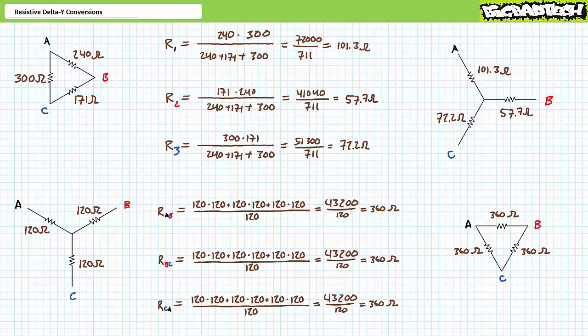Alright, that's about it for delta Y conversions featuring resistive elements. In conclusion, this lecture presented a means of converting between two different 3-terminal resistive networks known as delta and Y configurations. Later lectures will make use of this technique to simplify complex circuits. Delta Y conversion allows a degree of flexibility in circuit analysis scenarios, and establishing an equivalency between the two configurations allows one to escape seemingly inescapable circuit analysis traps.